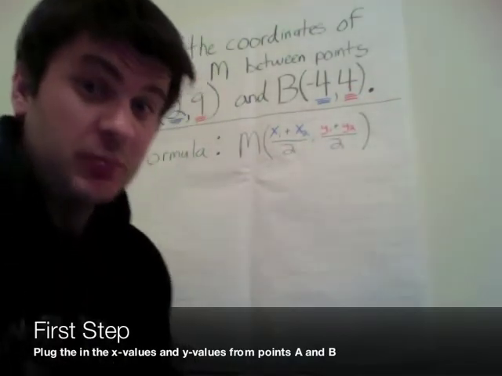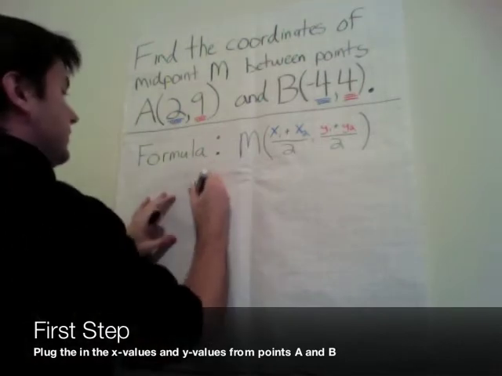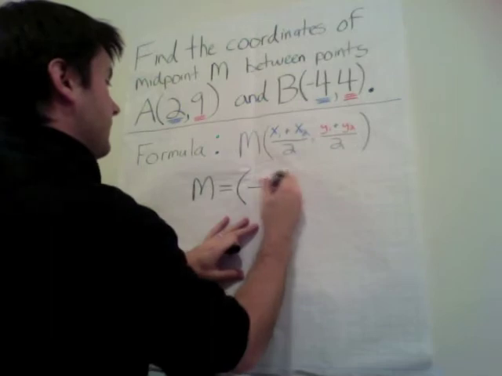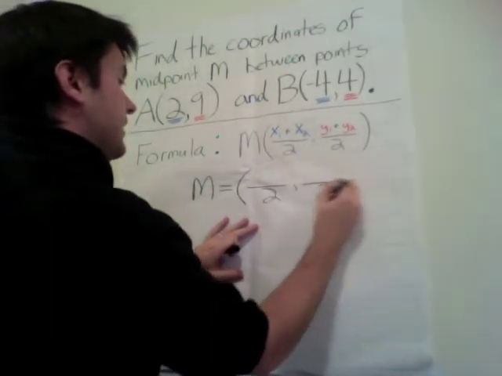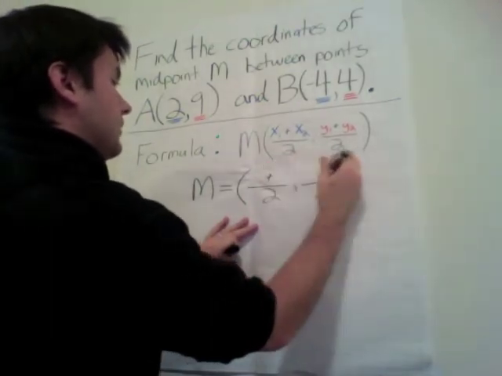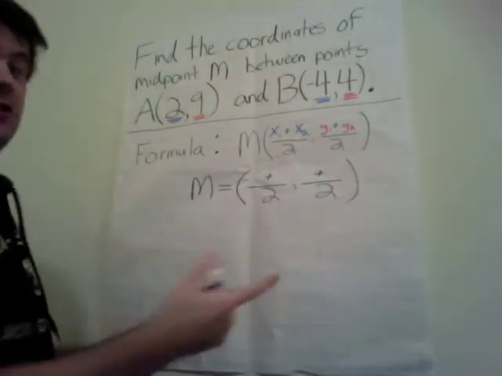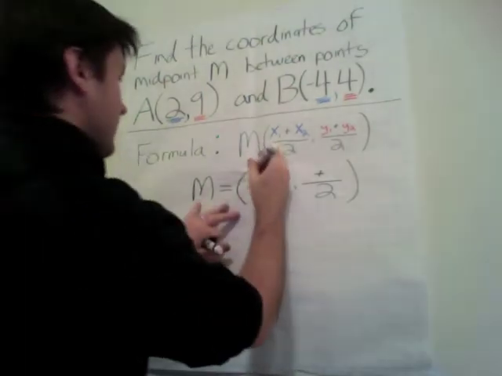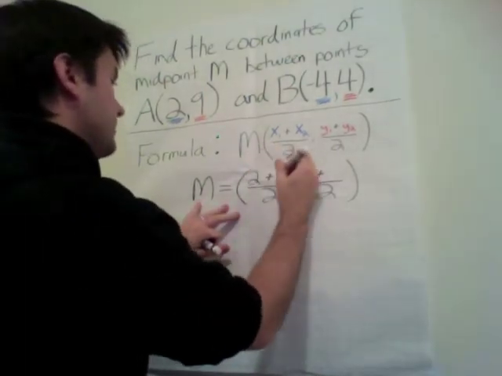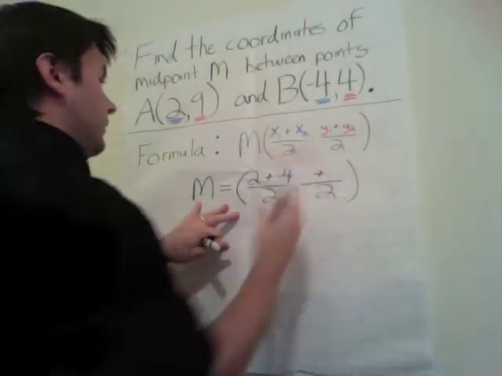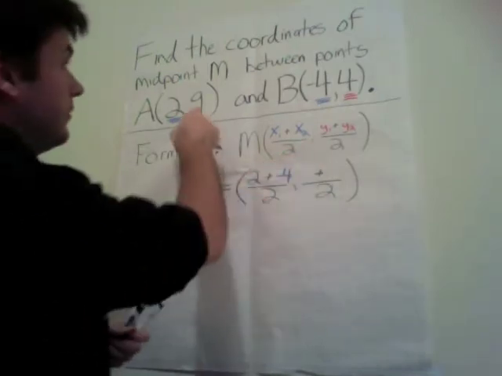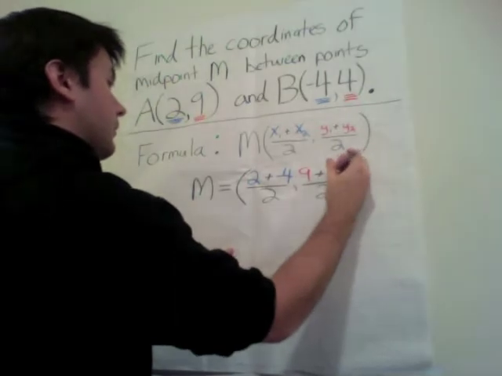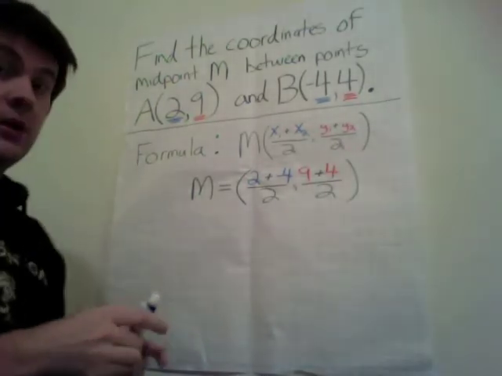So first thing we want to do is plug in everything in the appropriate place. So let's get this set up. Midpoint is going to have, set up like this. Alright, so our two x coordinates are going to be 2 and -4, so we'll plug that in right here. So 2 plus -4. I'm going to plug in our y coordinates here, so 9 and 4. Alright, so that's our setup.